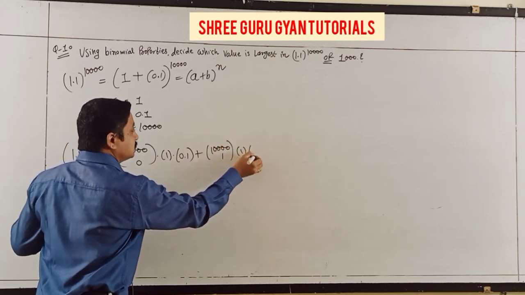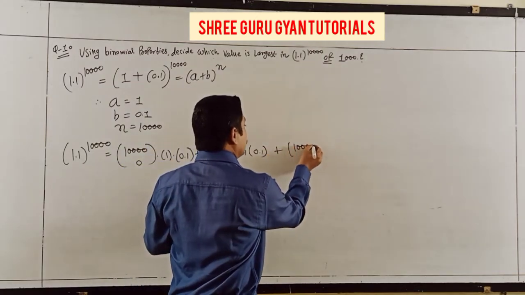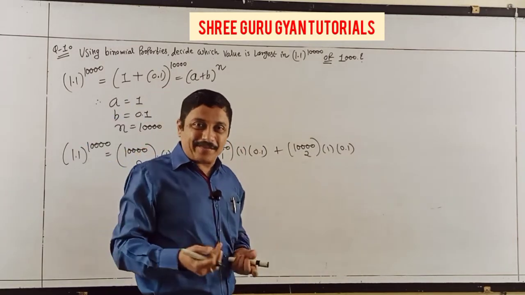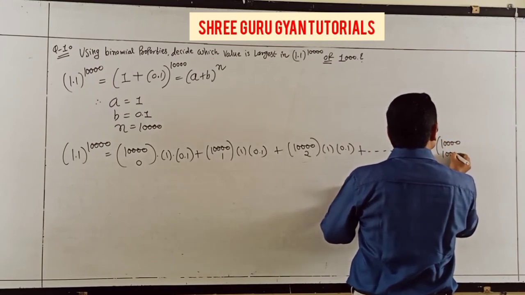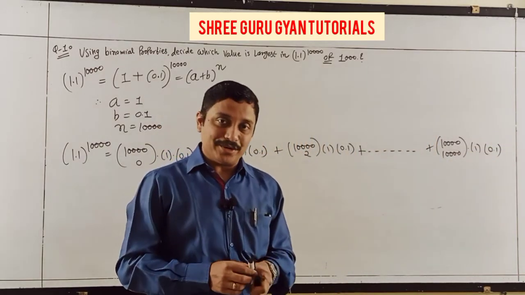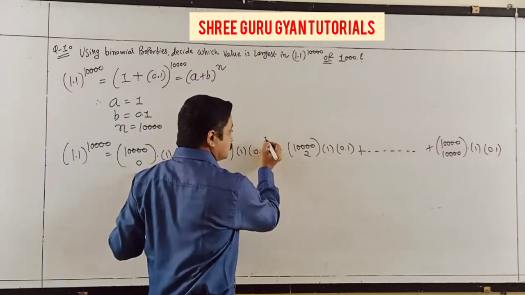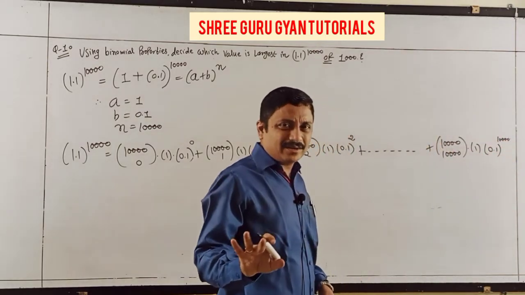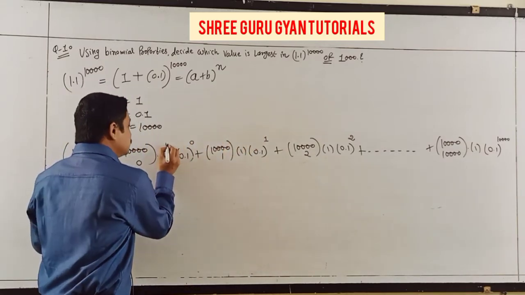10,000 C 1, A is 1, B is 0.1. Continue. 10,000 C 2, and so on. The theorem's steps are very long, so I just mention the last term, 10,000 C 10,000, with 1.1. It is a very easy solution. And here, students, the power is applied by subtraction, starting at 10,000.